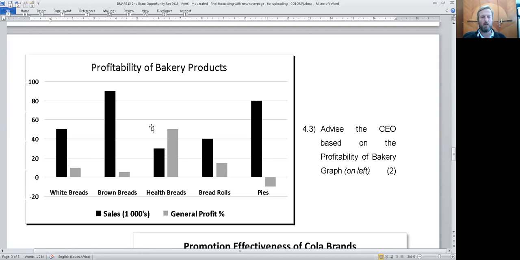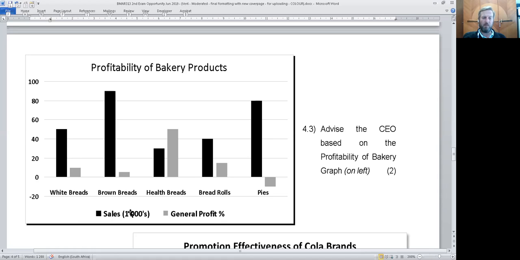Okay, the next one, profitability of bakery products. Advise the CEO based on the bakery profitability. On the left, remember, this one is thousands and that one is percentage. So the black one is sales in thousands. So that's 50,000 white bread.